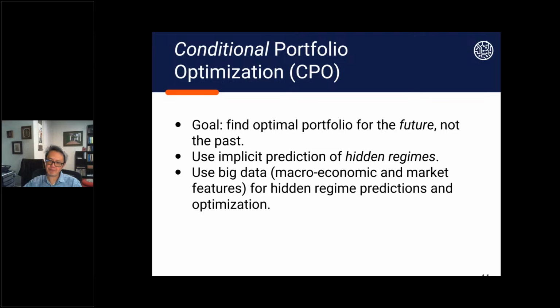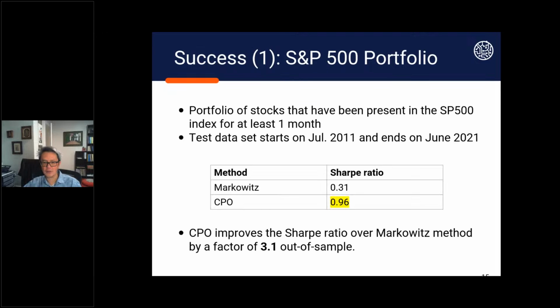Okay, so this is the technique that we call conditional portfolio optimization, because it is conditioned on the big data, it's conditioned on the macroeconomic and financial environment. It is not only based on past returns. It is conditioned on big data. It's been conditioned on the external environment. So all that sounds great, but does it actually work in practice?